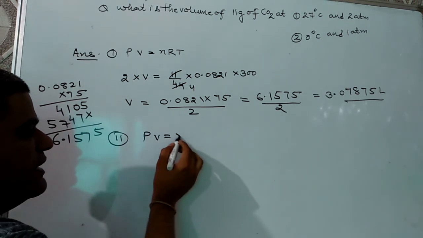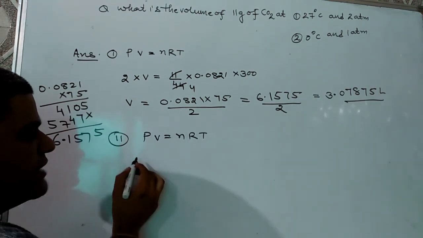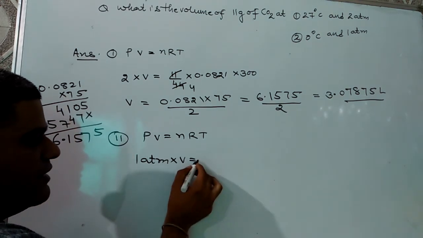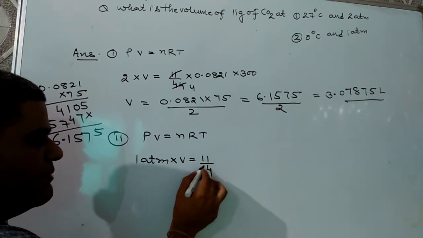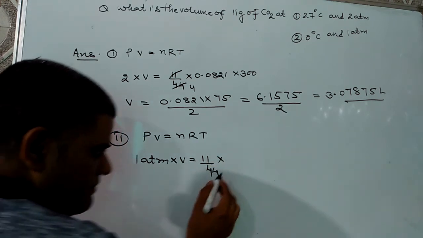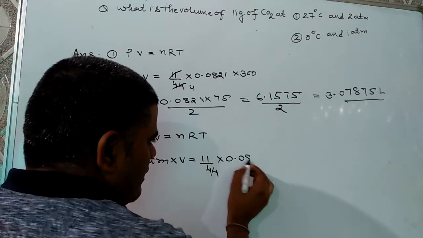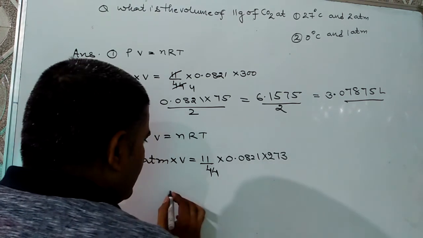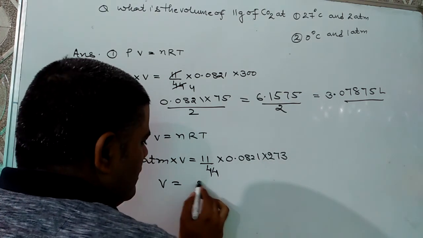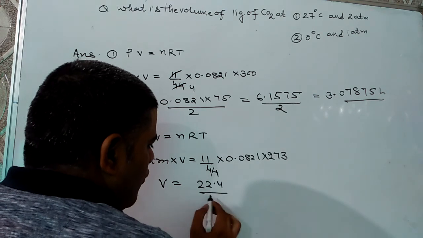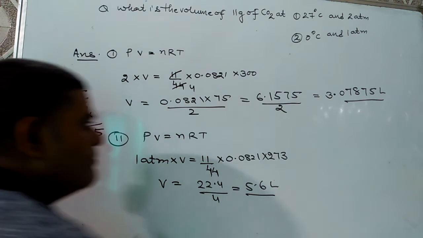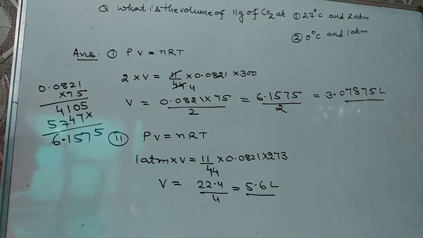Next case, the same formula we can apply: PV = nRT. Pressure is 1 atmosphere, volume we need to find. Number of moles will be equal to 11 by 44. R is 0.0821 and temperature is 273 Kelvin. So the volume will be equal to 22.4 liter over 4, that should be equal to 5.6 liter. I hope you have understood this topic.